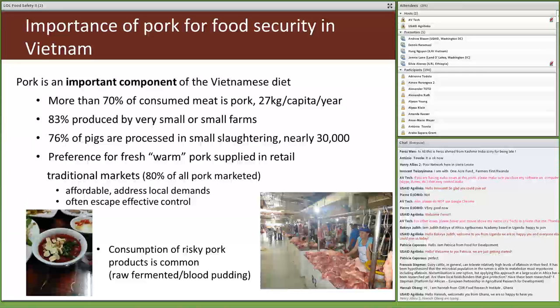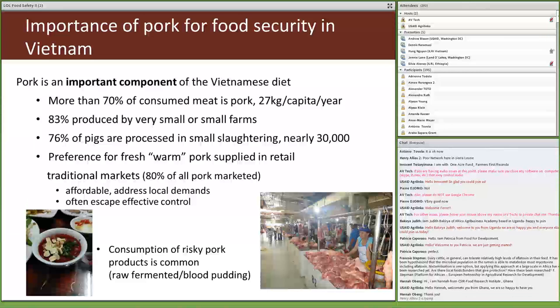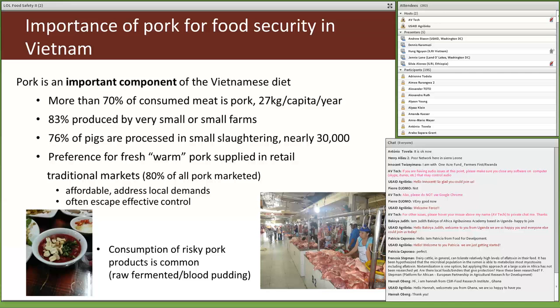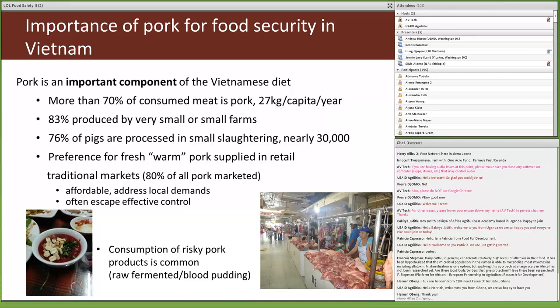Now, coming back to animal source food: meat, milk, and egg. Here I want to focus more on pork. This is very important in Vietnam because it represents 70% of the meat that Vietnamese people eat. So we eat a lot of pork. We have about 28 million pigs in Vietnam, and each Vietnamese eats about 30 kilograms of pork per year. That is quite a high level of pork consumption.